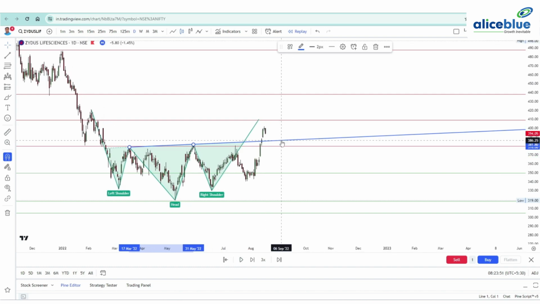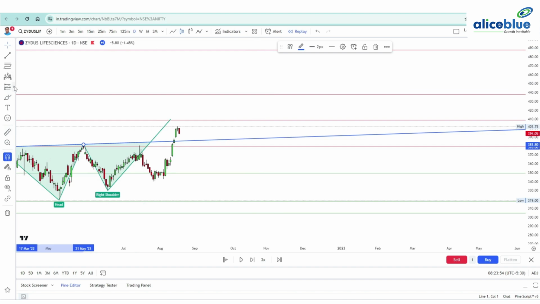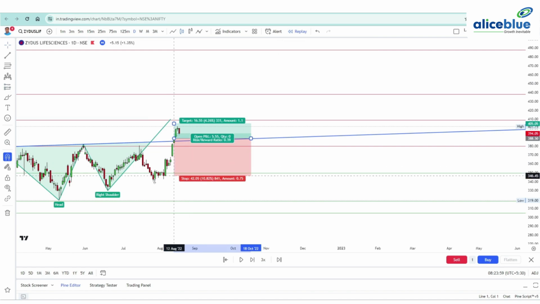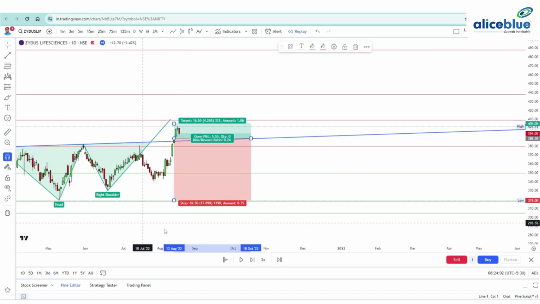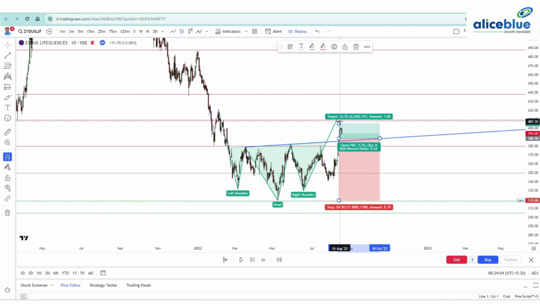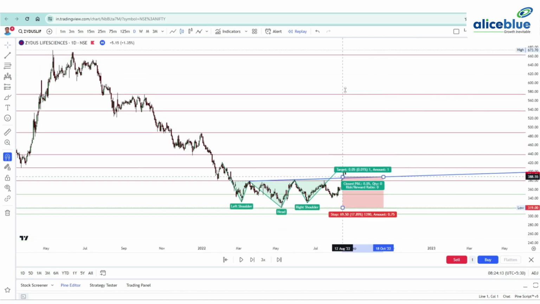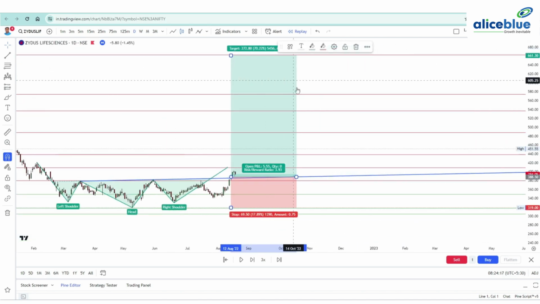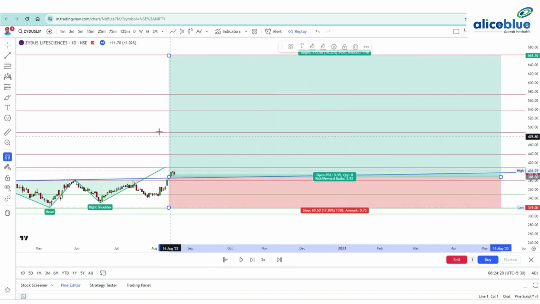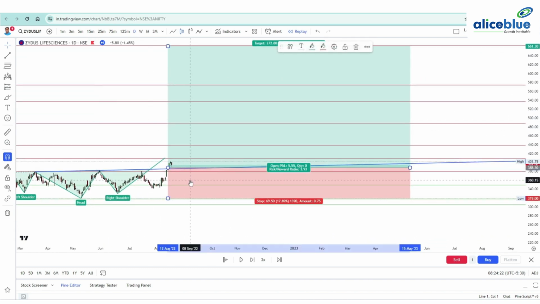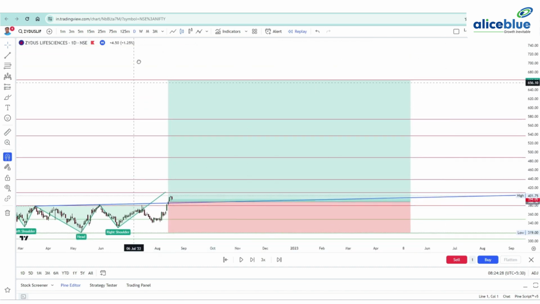Now you can see the neckline is taken out. Now we can look for a long side opportunity over here, and our stop loss will be the low of the head swing, and our first target is here, second target is here. I am working on a final target, which is near the all-time high over here. So now you can see if the target is achieved or not, and our stop loss is around 17.89% and the target is around 70%, almost 70%.